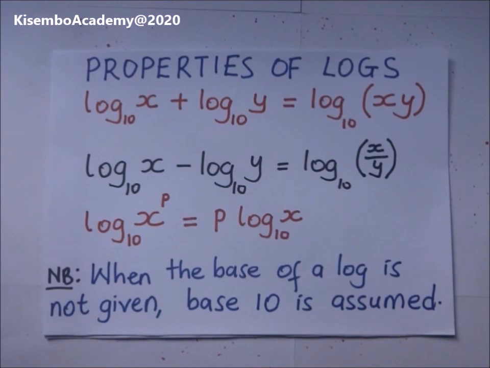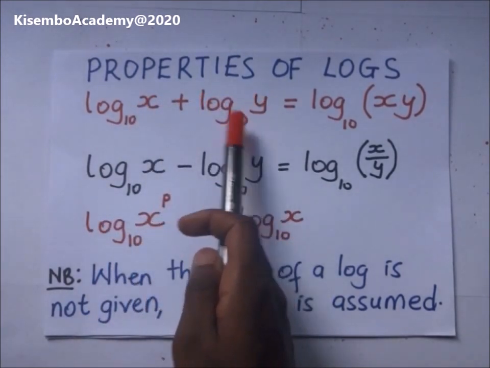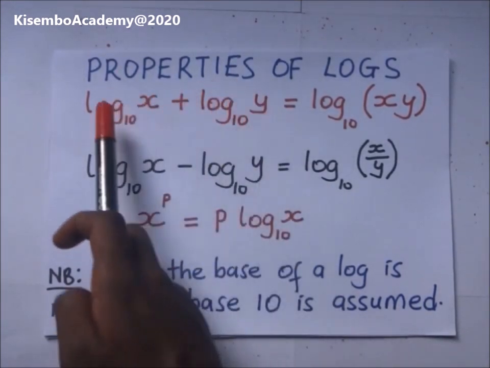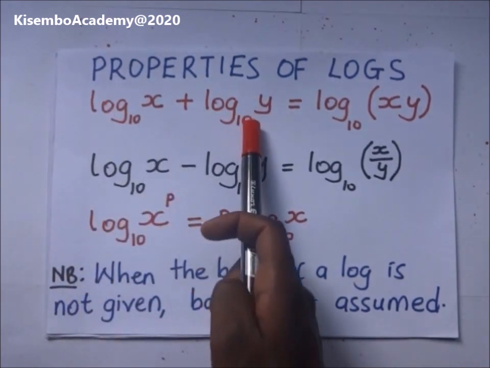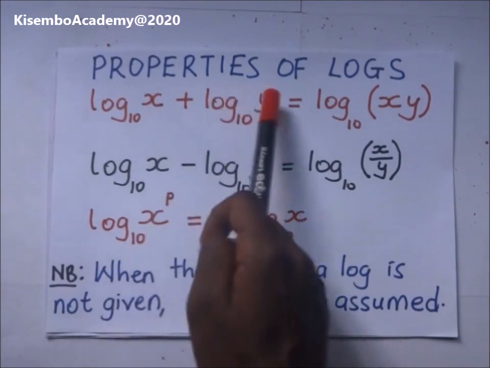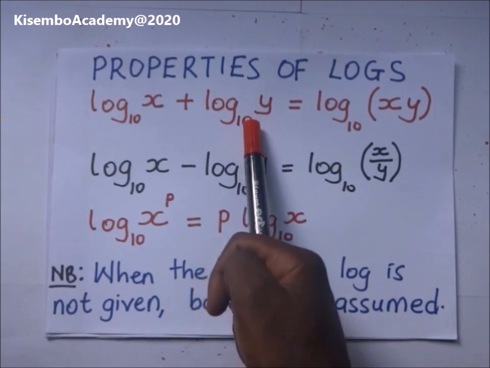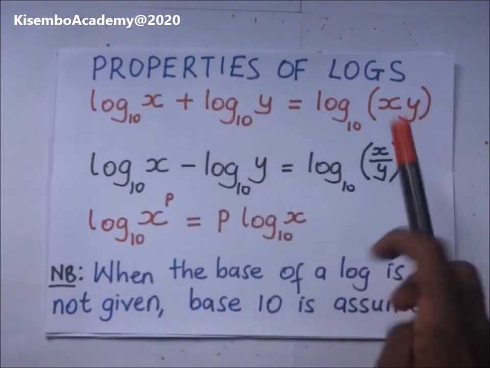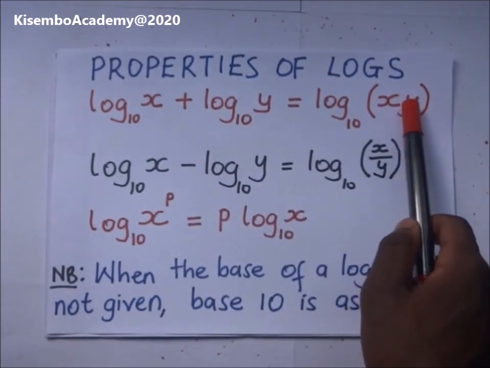Now, when we're looking at the properties of logarithms, we are looking at how we add logarithms and subtract them. The first property is how we add logarithms. This is log x to base 10, log y to base 10. When we are adding two logarithms and they have the same base, in this case base 10, you multiply the numbers. When it's addition, you multiply. So it's going to be log base 10. You maintain the logarithm and its base, and then you multiply the numbers.